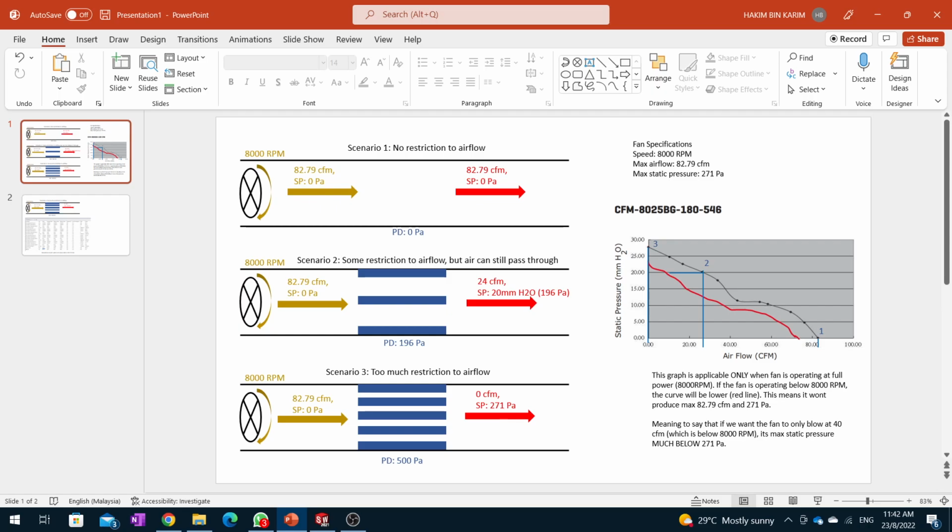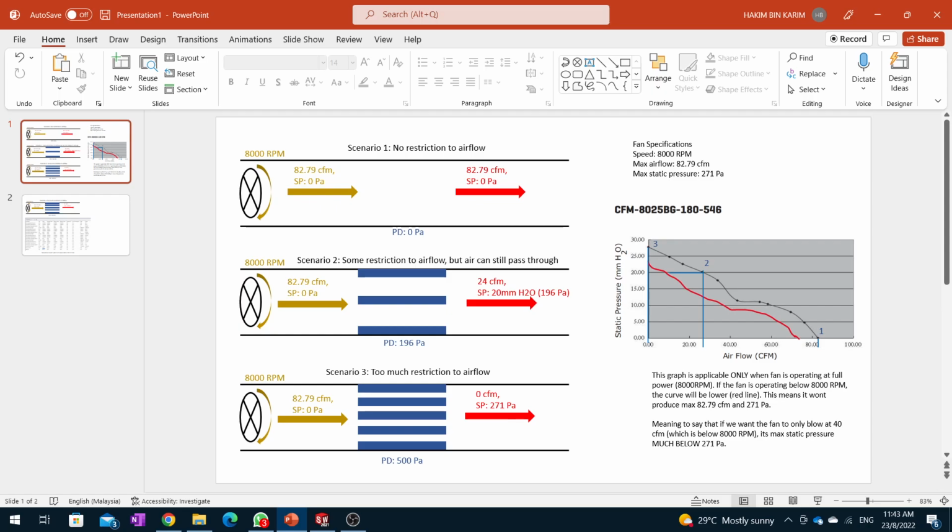Okay, I hope you guys understand this. Air is flowing at 82.79 CFM, so when it enters this heat exchanger, its pressure drop is 196 Pascal, and because of this pressure drop it encounters, the airflow at the outlet is only 24 CFM, as you can see in this graph here, 24 CFM.